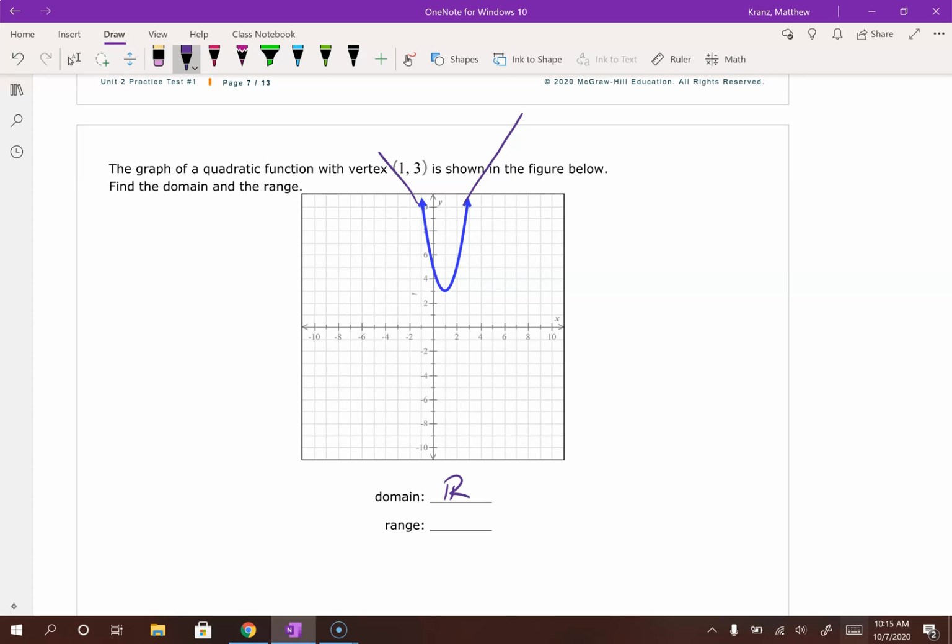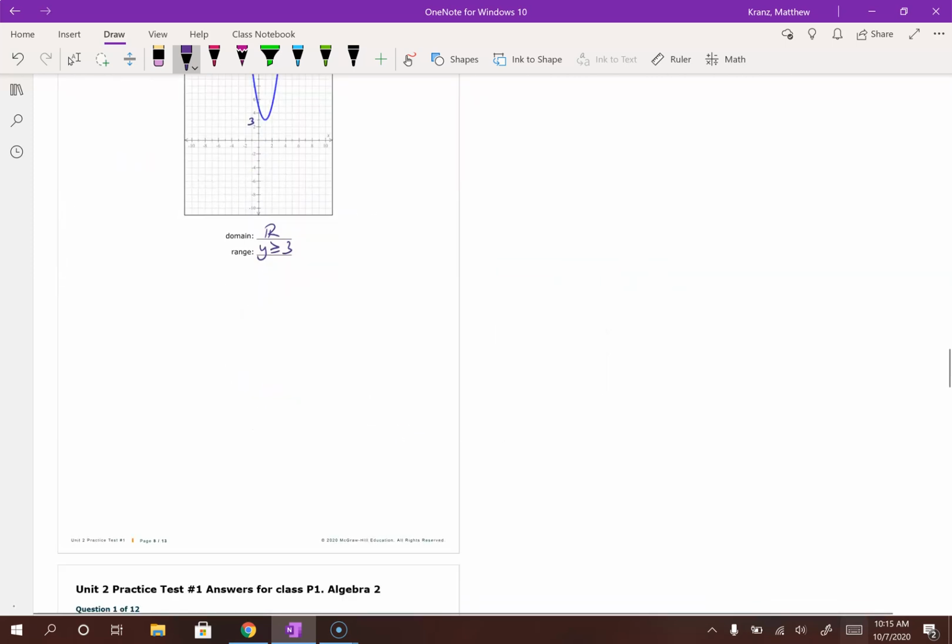But the range is basically here, right? You see how it's going from this line up? So our range, where this is 3, is just going to be y is greater than or equal to 3. All right? And that wraps up your practice test.